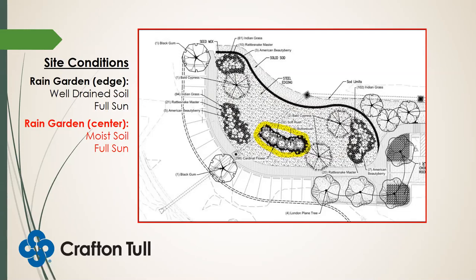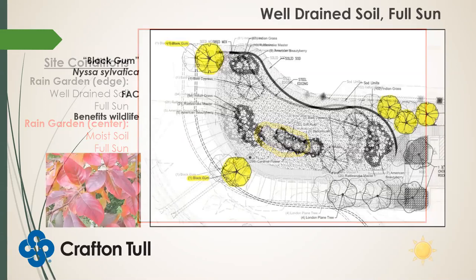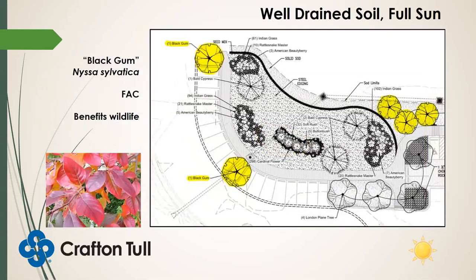So what species did we select? Well, we'll start off with what's higher up on the berm. Black gum, we thought that this would provide some wildlife benefits. There are a lot of different bird species that like to use black gum as a food source or to build nests in. And you can see it is a facultative species.